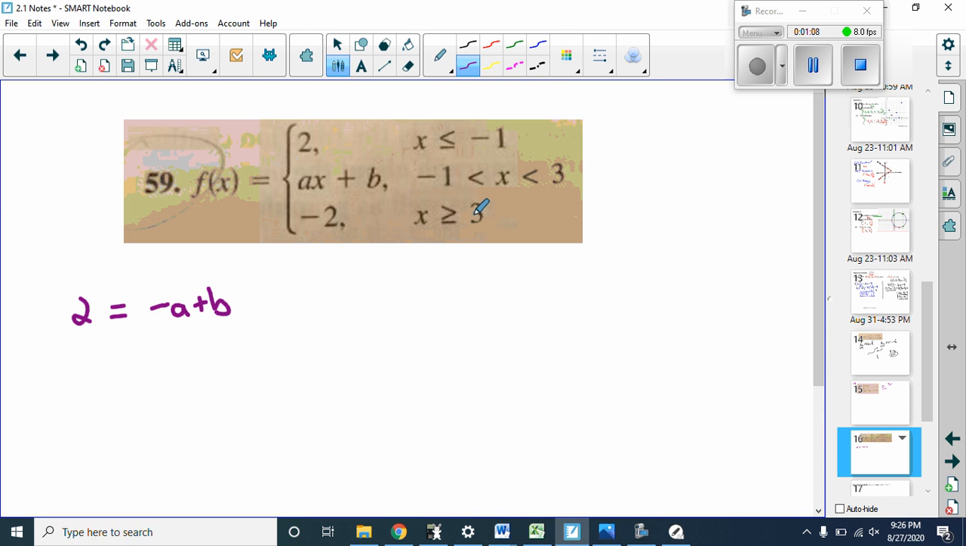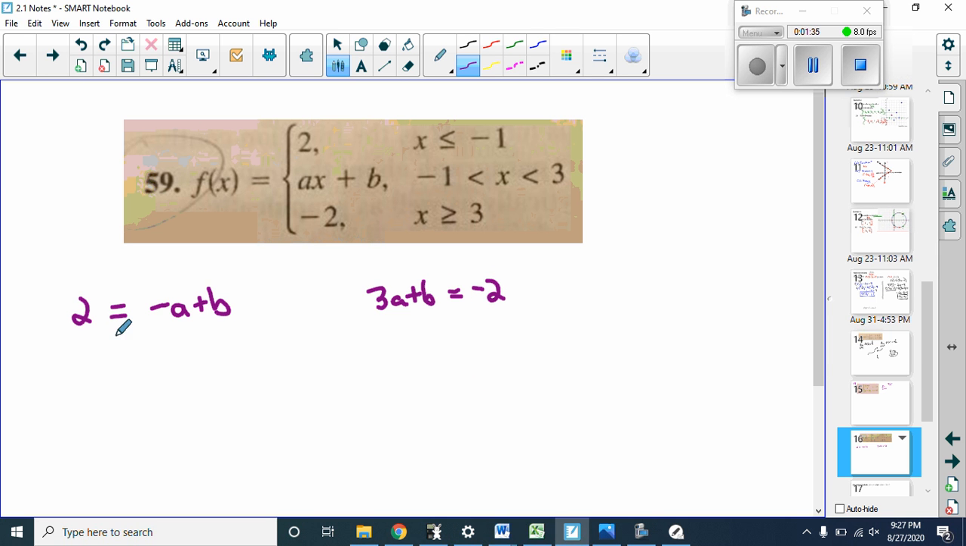So we evaluate the limit as x approaches 3 on the left side. So I'm using this piece at 3. Plug in 3 for x. Set that equal to the limit as x approaches 3 on the right side. Plug in 3 for x here. Set them equal to each other.